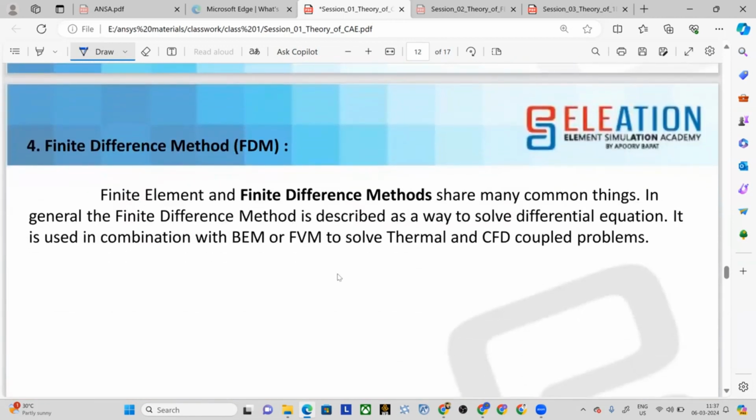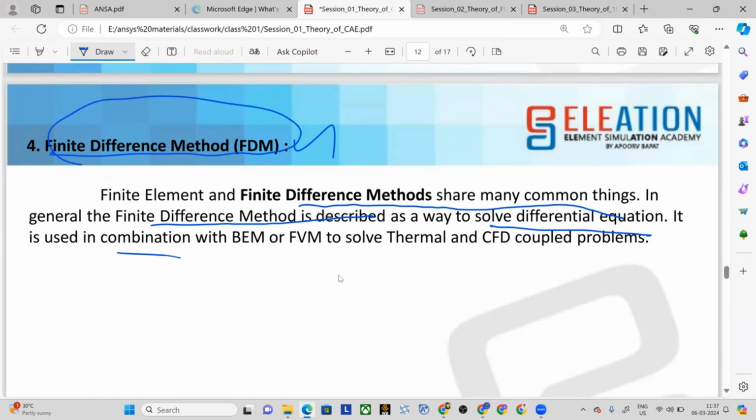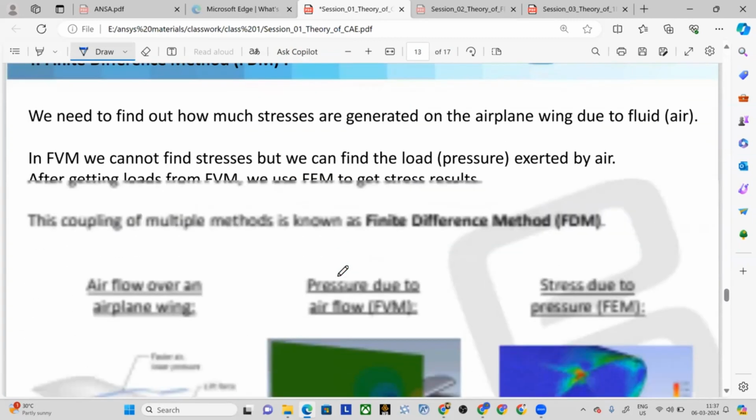Now there is one more method, which is the final method, called the finite difference method. The finite element and finite difference methods share many common things. In general, the finite difference method is described as a way to solve a differential equation. So whatever different numerical methods are available for you to solve, that falls under the category of the finite difference method. That's what I said, that it is just a mathematical technique. And it is generally used in combination with the boundary element method or finite volume method to solve coupled problems of thermal and CFD. So I'll show you an example for that.